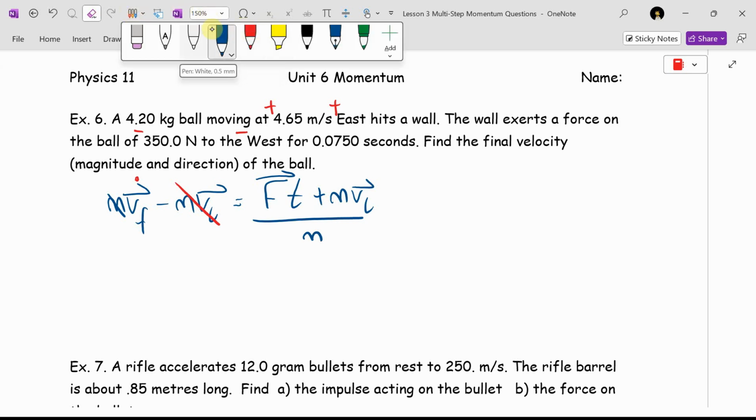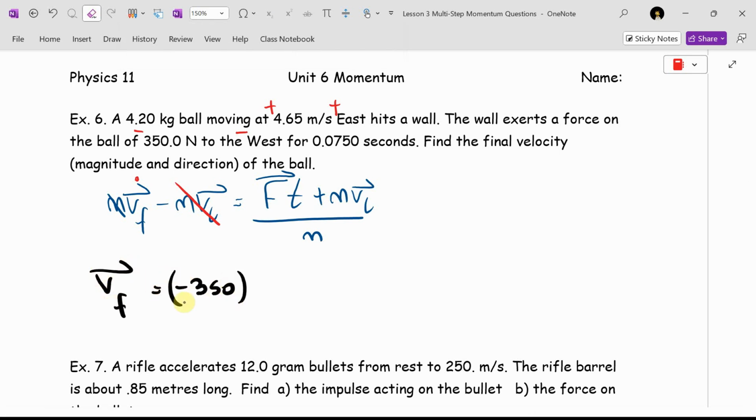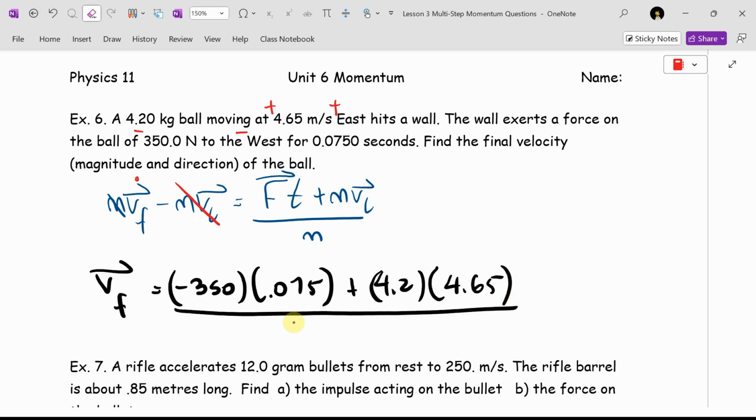Let's see. I'm going to get VF equals negative 350, positive 0.075 scalar plus 4.2 mass scalar, positive 4.65 divided by 4.2. And it did say magnitude and direction, so once I get an answer, I'll convert that to a direction as well.